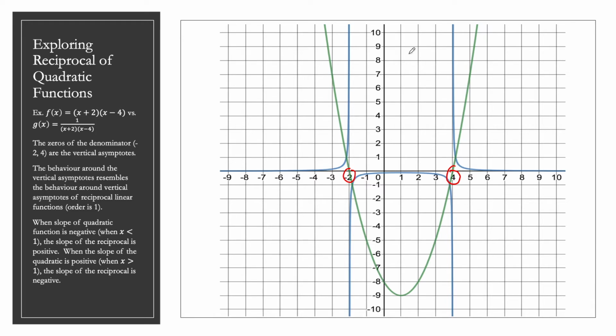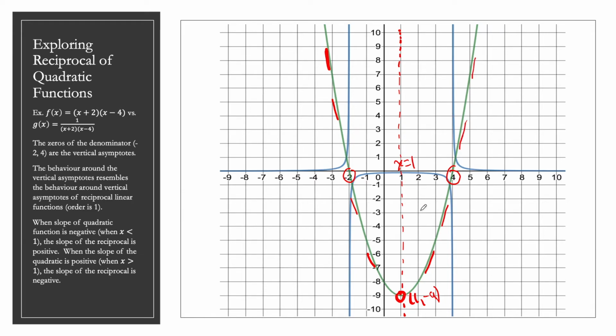here we notice that the change in the slope occurs right at the vertex. So our vertex in this case is at (1, -9). And we notice that this is our axis of symmetry. Our axis of symmetry is at x = 1. So when x is less than 1, we notice that the slope of the quadratic is negative. And when x is greater than 1, the slope of the quadratic is positive.